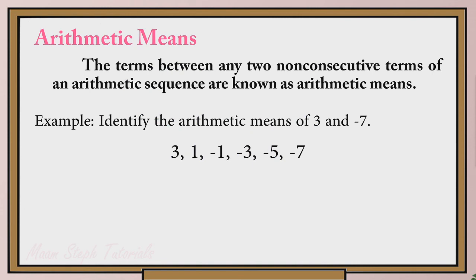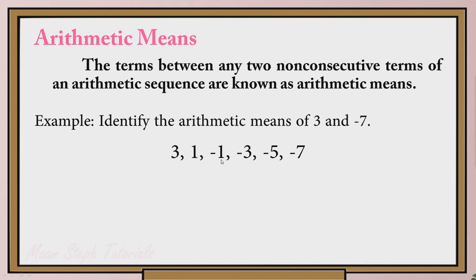So, right now, let's discuss arithmetic means. So, ibig sabihin ng arithmetic means, these are the terms between any two non-consecutive, meaning hindi magkasunod, na terms of the arithmetic sequence. Nasa gitna ng dalawang hindi magkasunod na terms. So, let's say for example, let's identify the arithmetic means between 3 and negative 7. So, yung 3 ay ang first term, yung negative 7 naman ay yung last term. So, hindi sila magkasunod na terms. So, yung arithmetic means ng 3 at negative 7, yun yung nasa gitna nila. So, yung 1, negative 3, at negative 5.